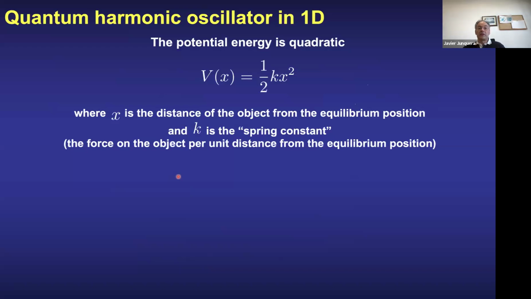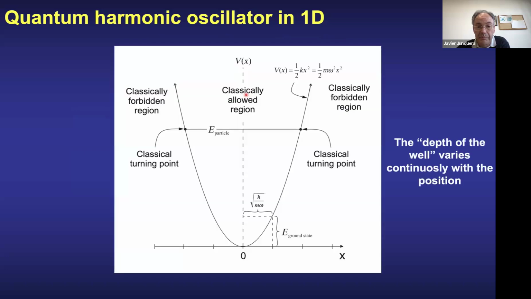So in the case of one dimension, just summarizing the previous slide, the potential energy is proportional to the square of the distance of the object from the equilibrium position, and the constant of proportionality is related with this k here that is called the spring constant. And this spring constant is the force on the object per unit distance from the equilibrium position.